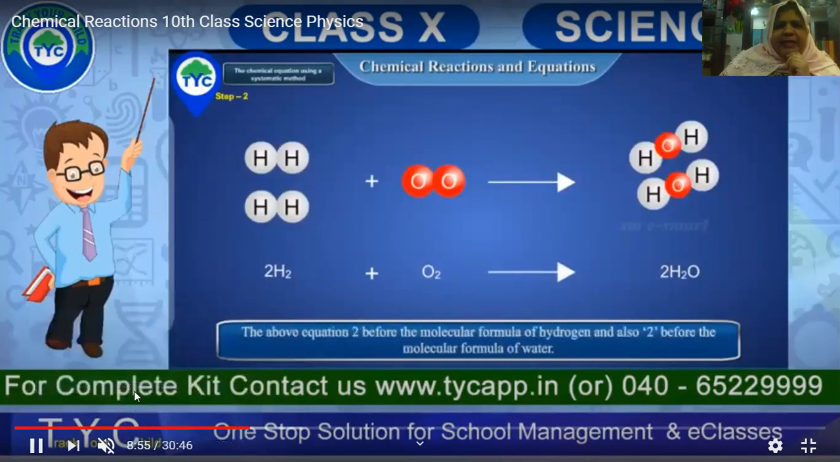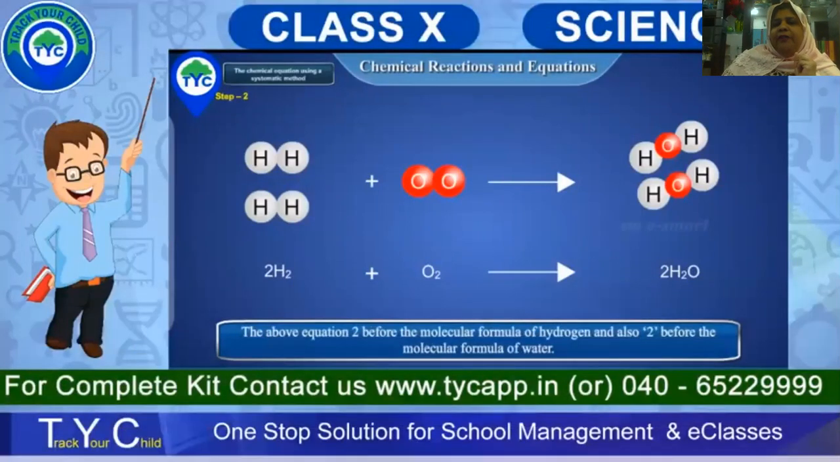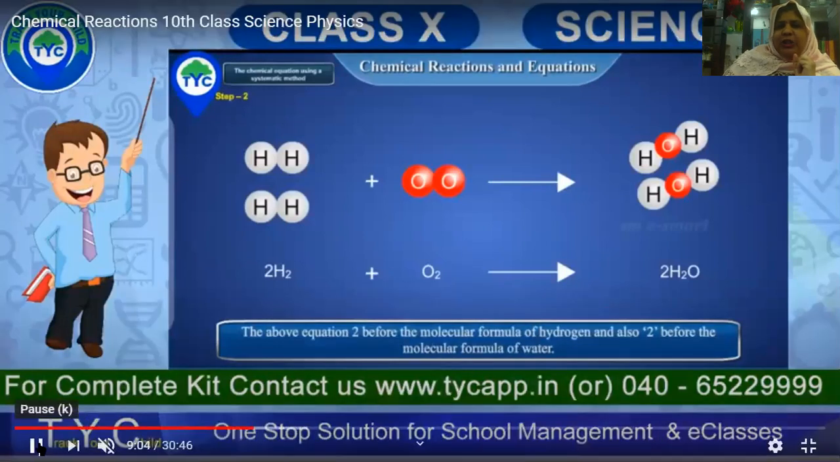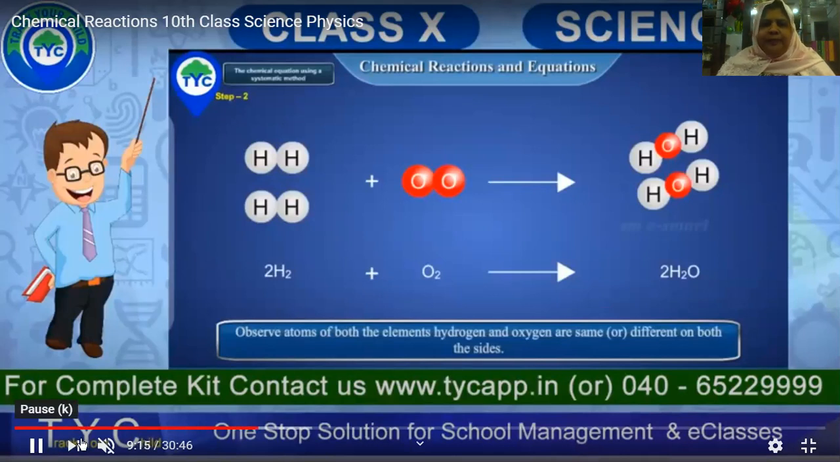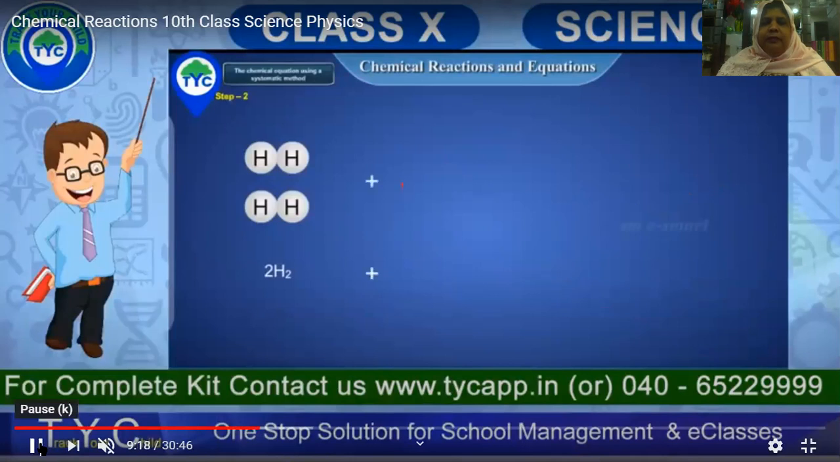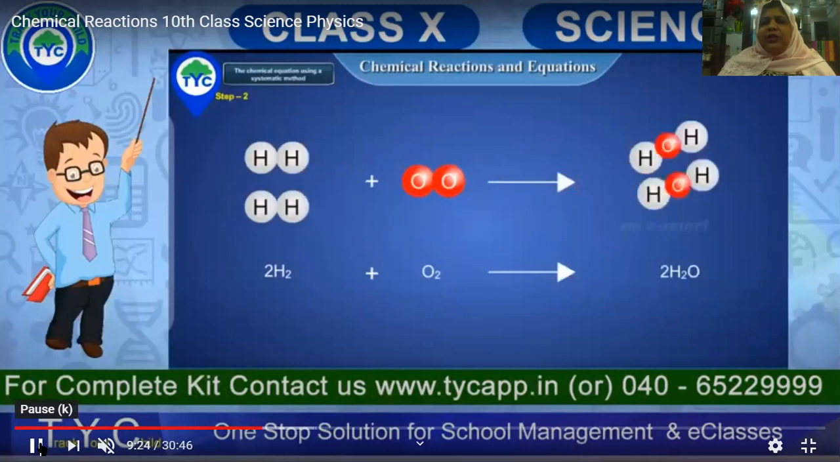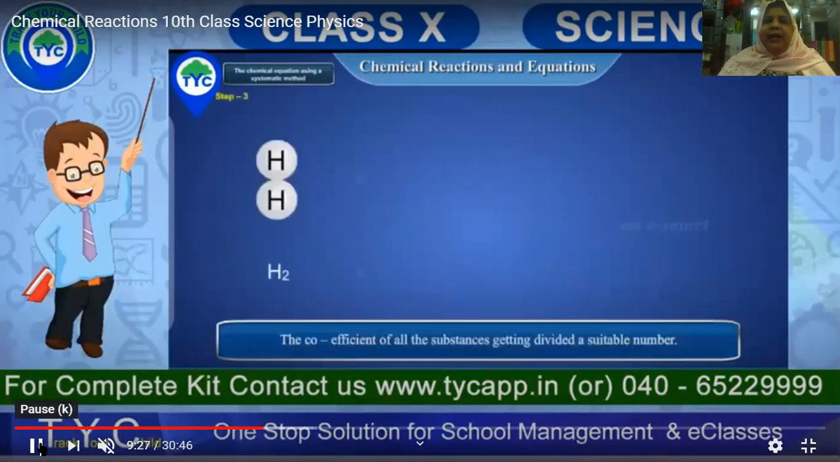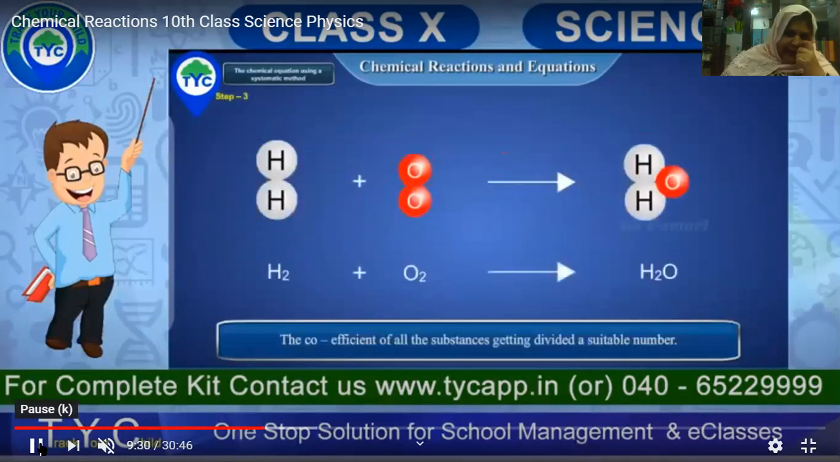And now let's see the above equation: a 2 before the molecular formula of hydrogen and also a 2 before the molecular formula of water. That is how we have to add 2 wherever necessary and make sure the equation gets balanced. Now you observe whether the atoms of both elements, hydrogen and oxygen, are the same or different on both sides. Now we are taking two molecules of hydrogen and one molecule of oxygen giving 2H2O. In the third step, let us see whether it is balanced or not.